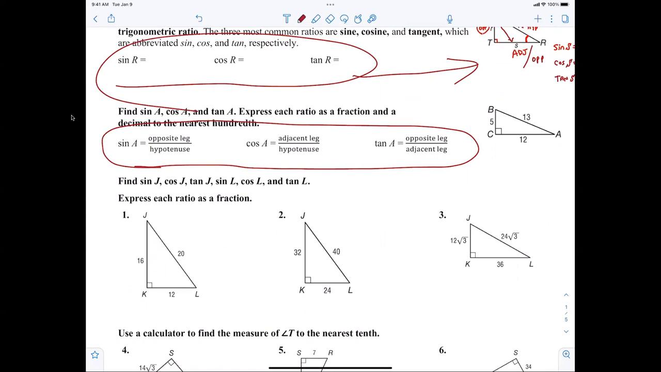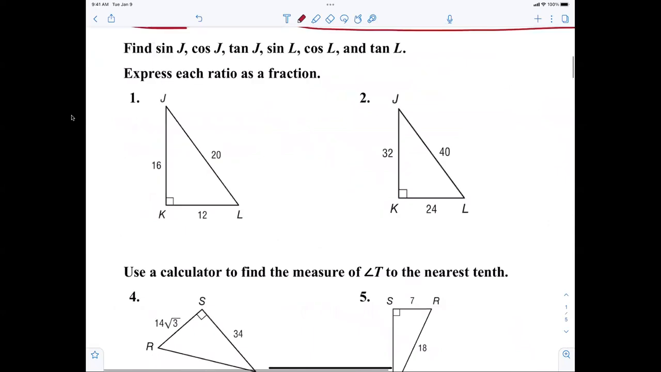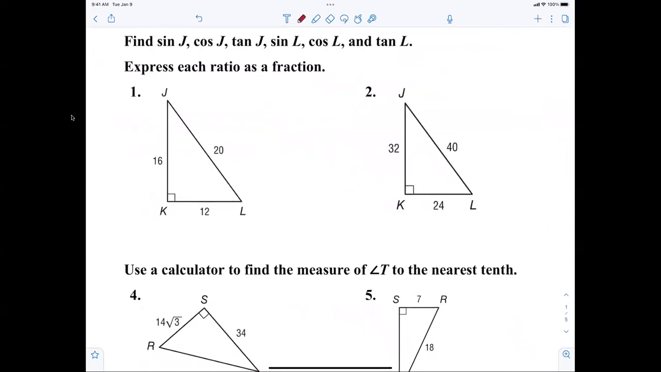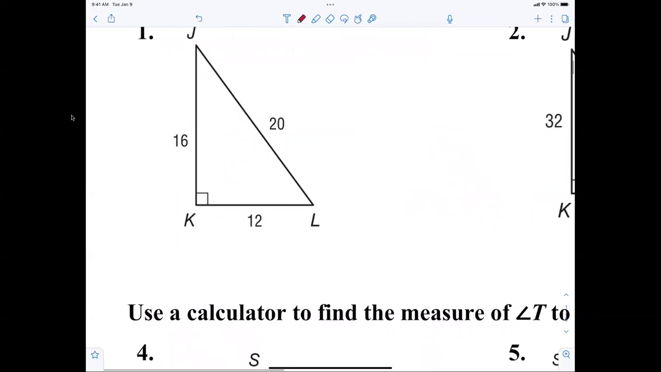Now, to save ourselves some time, does everybody agree that trig is a ratio? So does everybody agree it becomes a fraction? Because it's a fraction, you can reduce it, correct? So instead of reducing it last, I like to reduce it when? First. So what's common here? 4. So instead of writing the fraction and reducing it, we're just going to divide each one of these by 4. So this is 3, this is 4, and this is 5.